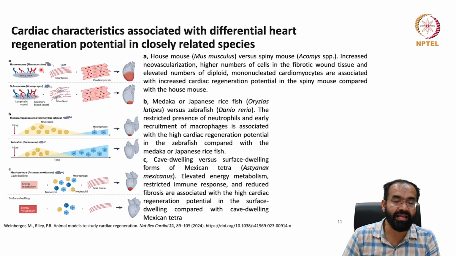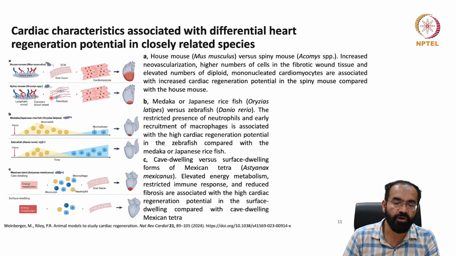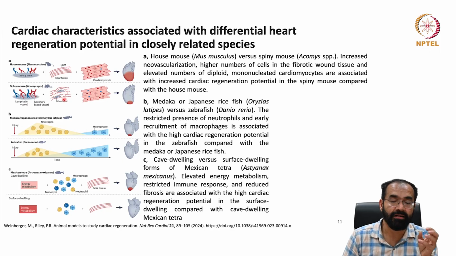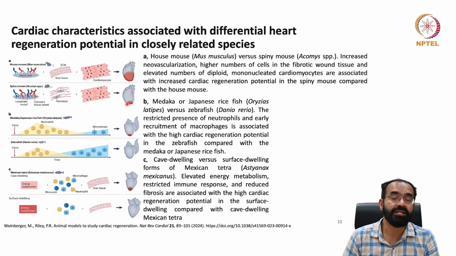You can see here in this A panel, this is Mus musculus, this is Acomys species, and the ECM is very strongly formed, and the cardiomyocytes that are formed, and you have a huge energy consumption happening, and also there is formation of an unhealed area. That means there is a scar that is being formed. Whereas in the case of spiny mouse, you can see the cardiomyocytes that are formed and the fibroblasts formed are not contributing to the formation of the scar.